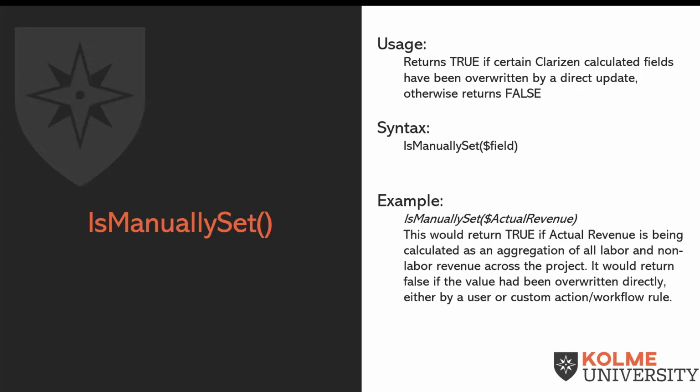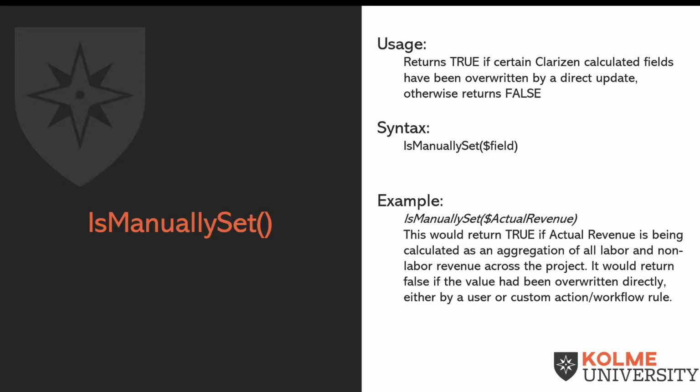Not the formula fields, but any Clarizen calculated field, fields that get calculated through the out-of-box features of the application, such as actual revenue or the end date of a project, those kinds of fields. Super. So for example, IsManuallySet actual revenue would return true if the actual revenue is being calculated as an aggregation of all the labor and non-labor revenue across the project. So as people log time and their time has a bill rate, that would get calculated and added to the actual revenue for the project.